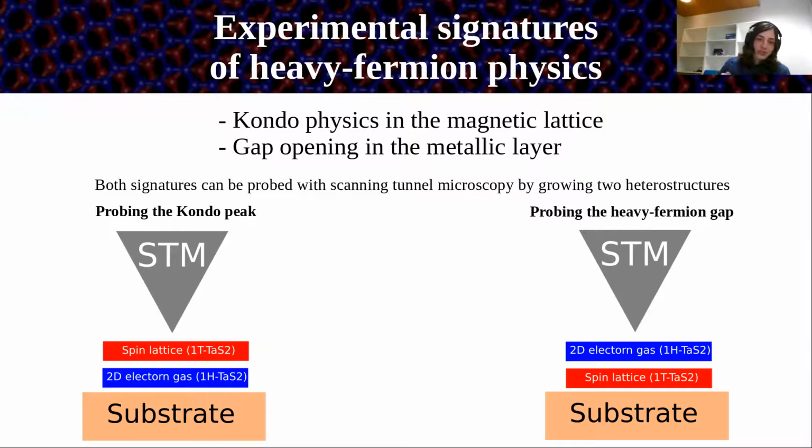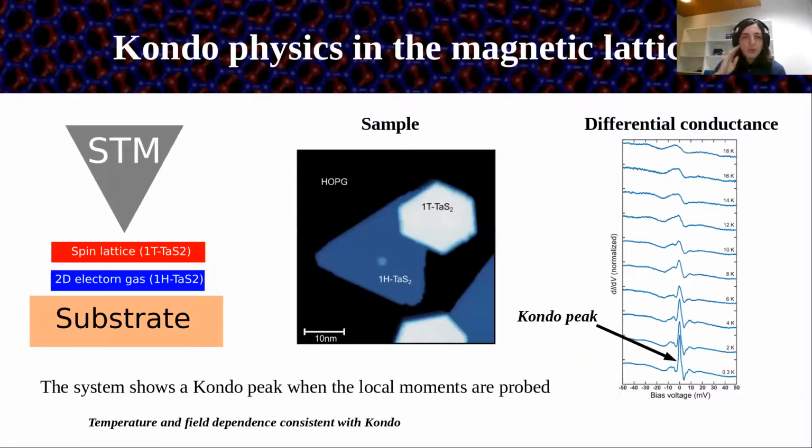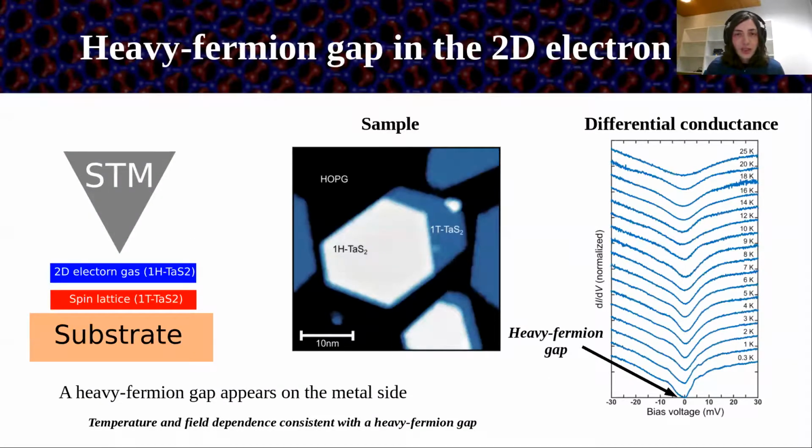So if you consider a heterostructure in which your spin lattice is on top, your STM will probe the local magnetic moments. If you consider a heterostructure where your metal is on top, your STM will probe your electron gas. So we take the first heterostructure, where you can see the sample there, and what we see is that when we probe the local magnetic moments, we see the expected Kondo peak in our system. And now, if we do the opposite experiment, so we put the metallic layer on top, what we actually see is that a gap opens up, which is the heavy fermion gap that we were expecting.